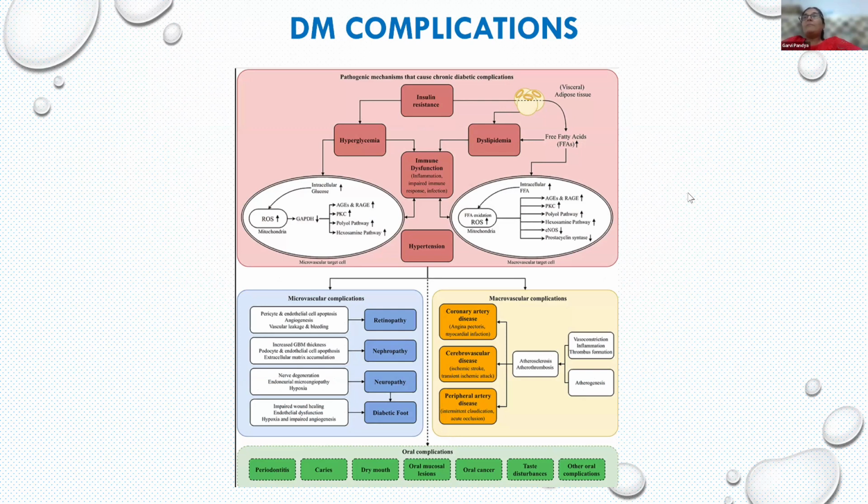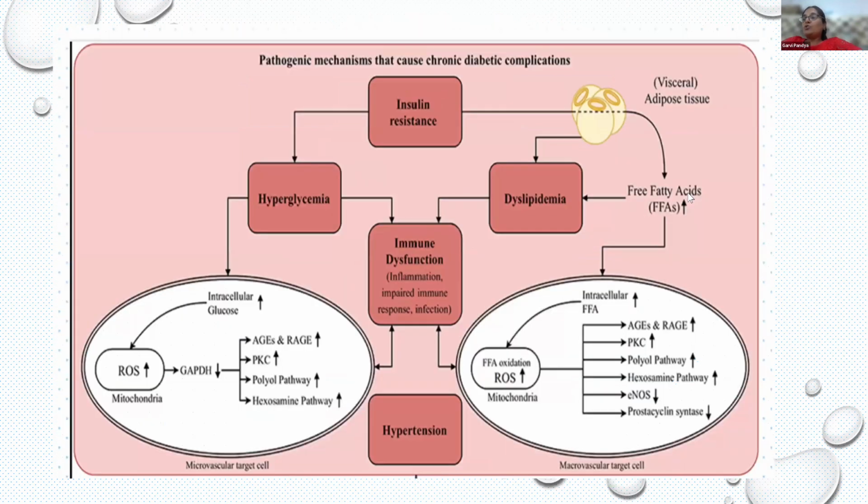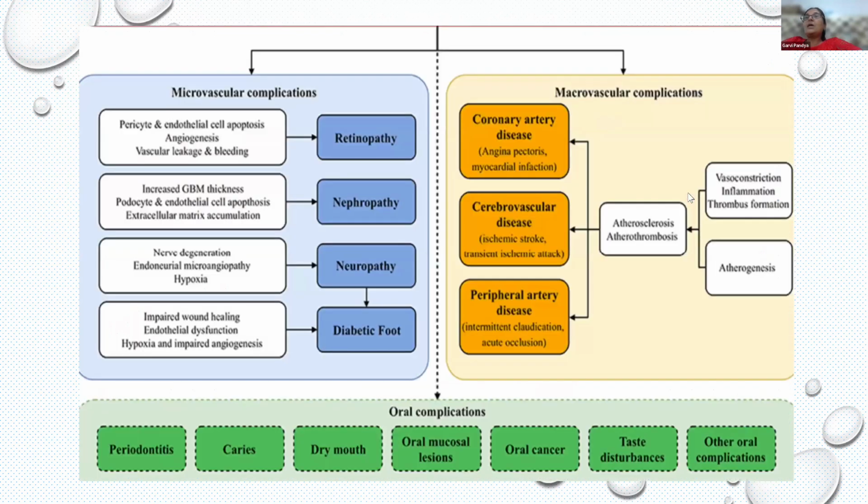Along that side, dyslipidemia and hypertension may also play a role, and it will cause microvascular and macrovascular damage. We are always aware of the microvascular and the macrovascular complication, which I will go into in detail a little bit later on. But there are a lot of oral complications as well related to diabetes that sometimes we forget and we don't think of that. So this is a pathophysiological mechanism why diabetes leads to the chronic complications.